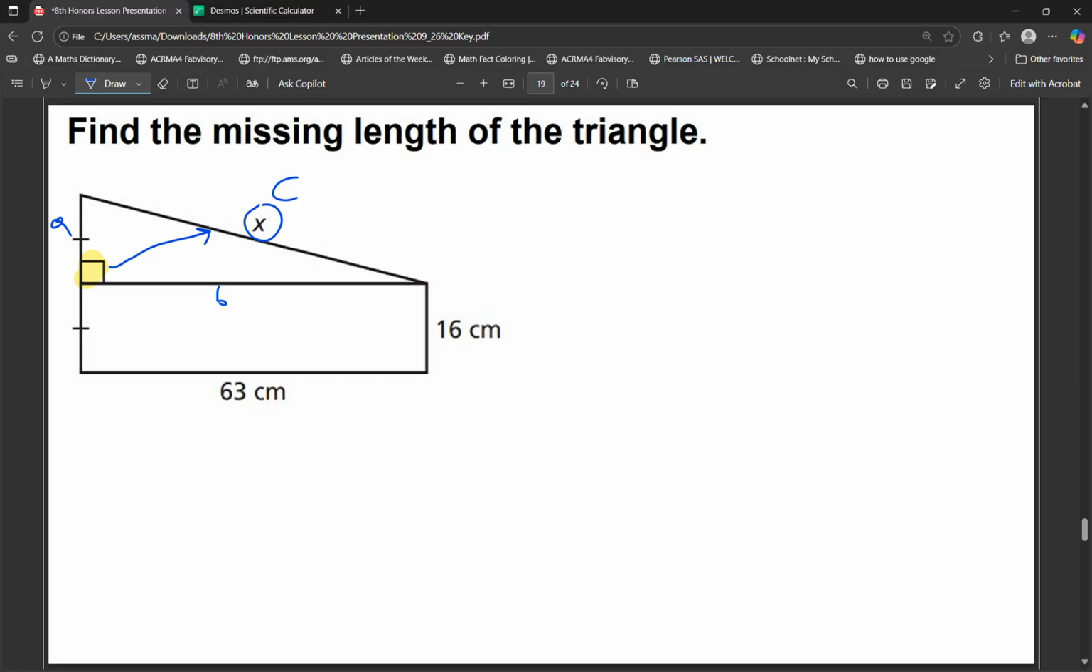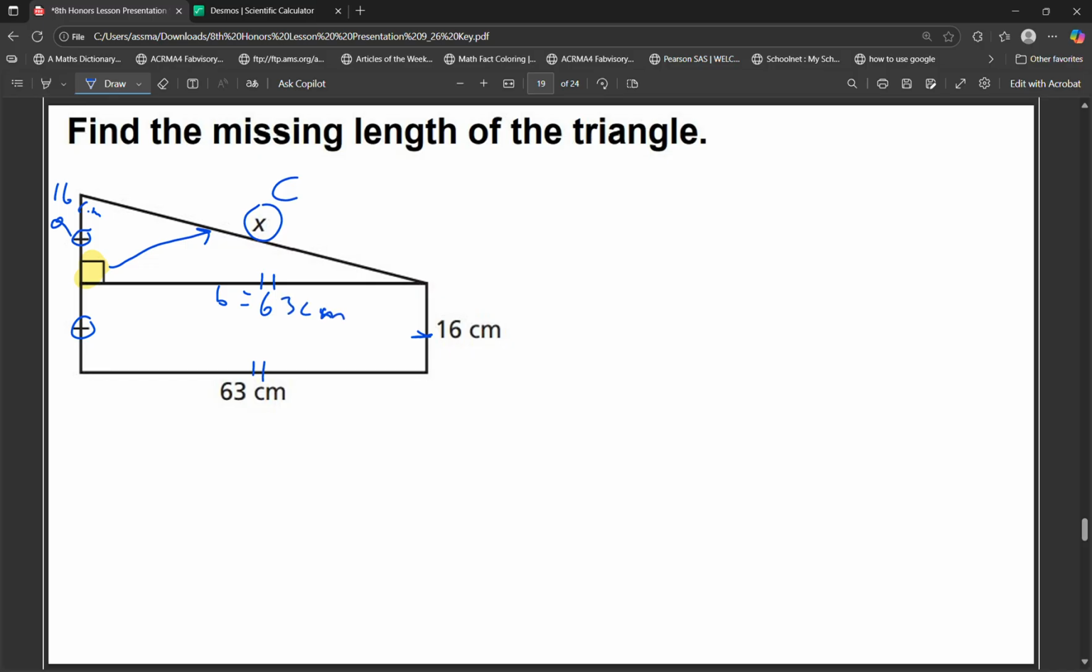Okay, but I do notice these tick marks right here. What those tick marks are telling me is that these two sides are congruent. But since the bottom one is a rectangle, this and this one here are also congruent. So that means my A is 16 centimeters. I'll put that right here. That's my A. Now my B, I know that these two sides are congruent because of properties of a rectangle. So my B is 63 centimeters.